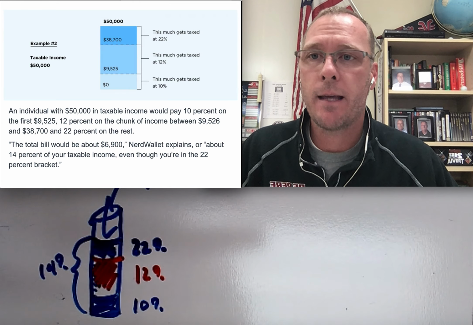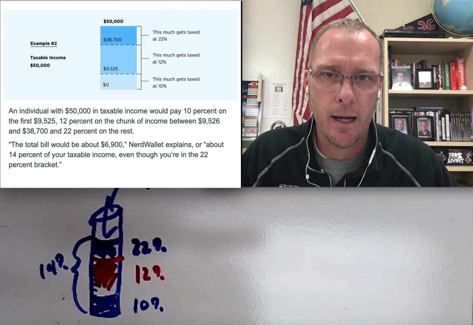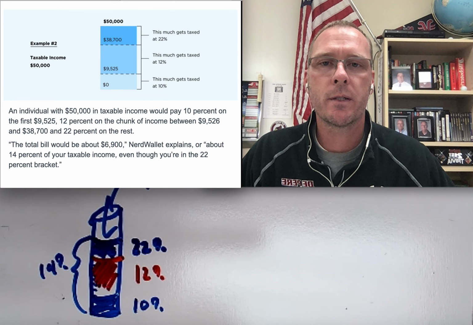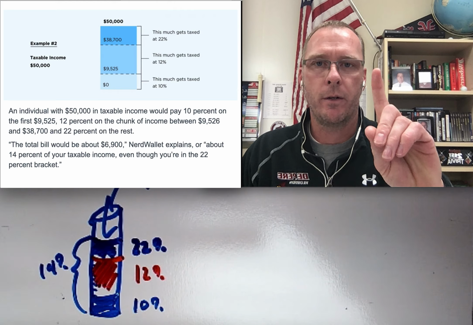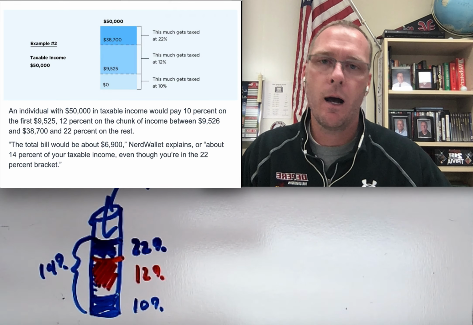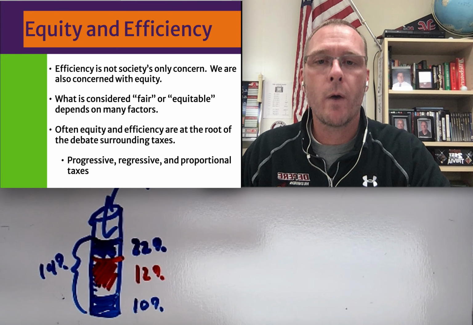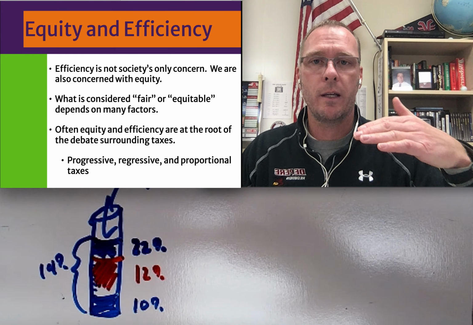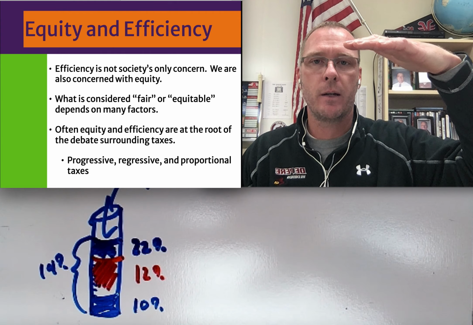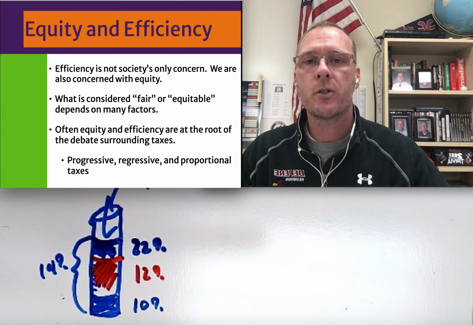So if I made $9,526, I would get taxed 12% on one of those dollars and 10% on the other amount. Okay, so that's how a progressive tax works. Regressive works the opposite. You actually tax the higher percent of income at a lesser rate. So why do you do that?